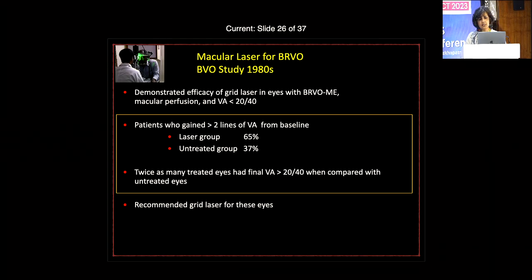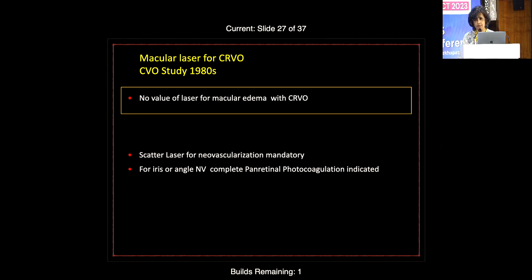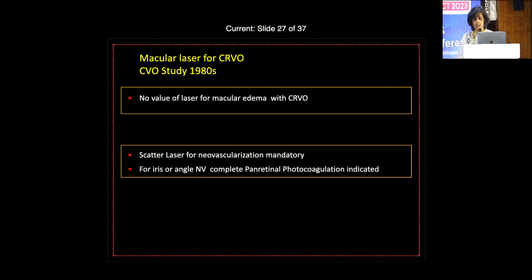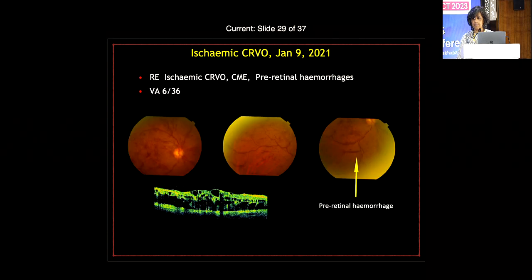The role of laser in retinal vein occlusions is definitely established for branch vein occlusions. It gives a long-term response. So initial injections reduce the thickness of the macula, and then based on the fluorescein angiogram, laser should be done to have a long-term effect. In CRVO, there is no benefit for macular laser, but definitely scatter laser has to be done for all categories when they're required. Every follow-up, close evaluation of the iris and angle.